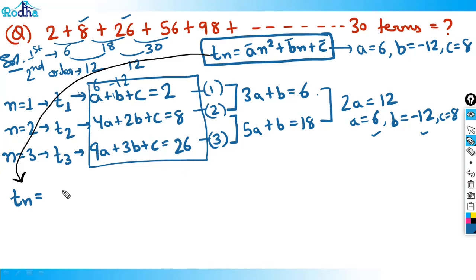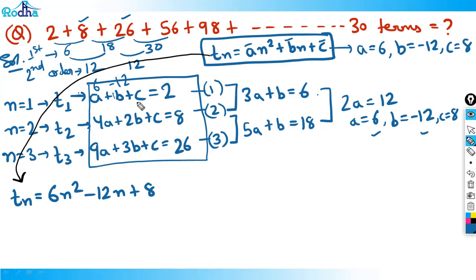Tn is equal to 6n square plus, minus, B is minus 12 here. So minus 12n plus 8, right? So see, this is the nth term. It's not such an easy nth term as n square plus 2n or n cube plus n. It is a very bad nth term, right? So you couldn't guess these values, so you have to solve by this rule only, okay?